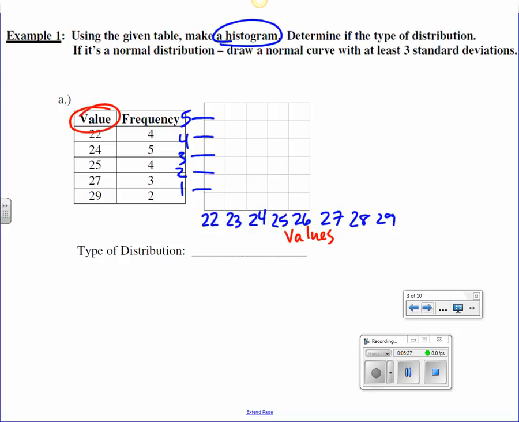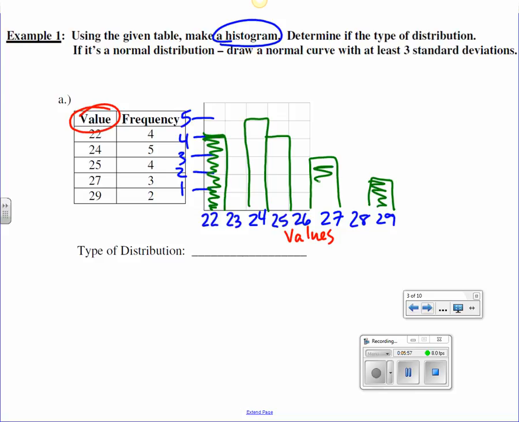All right, so 22 needs to go up to 4, and you make a bar. I don't care if you shaded it or not. There's no bar for 23. What about for 24? What should it go up to? 5. And then for 25, it should go up to 4. 26, there's no bar. 27, it goes up to 3. And 29 goes up to 2. Okay, once again, I don't care if you shade it in or not.